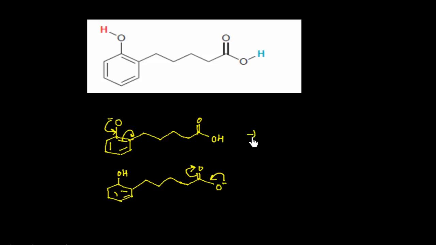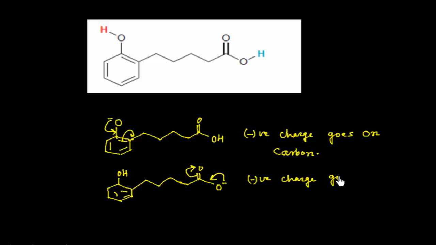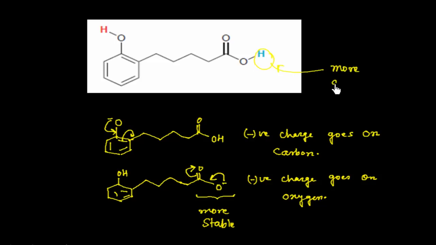So in this case we can say negative charge goes on carbon, but in this case negative charge goes on oxygen. So negative charge on oxygen is more stable than negative charge on carbon. So the corresponding conjugate base is more stable. So this is more stable, so the corresponding hydrogen is more acidic. So this hydrogen is basically more acidic.